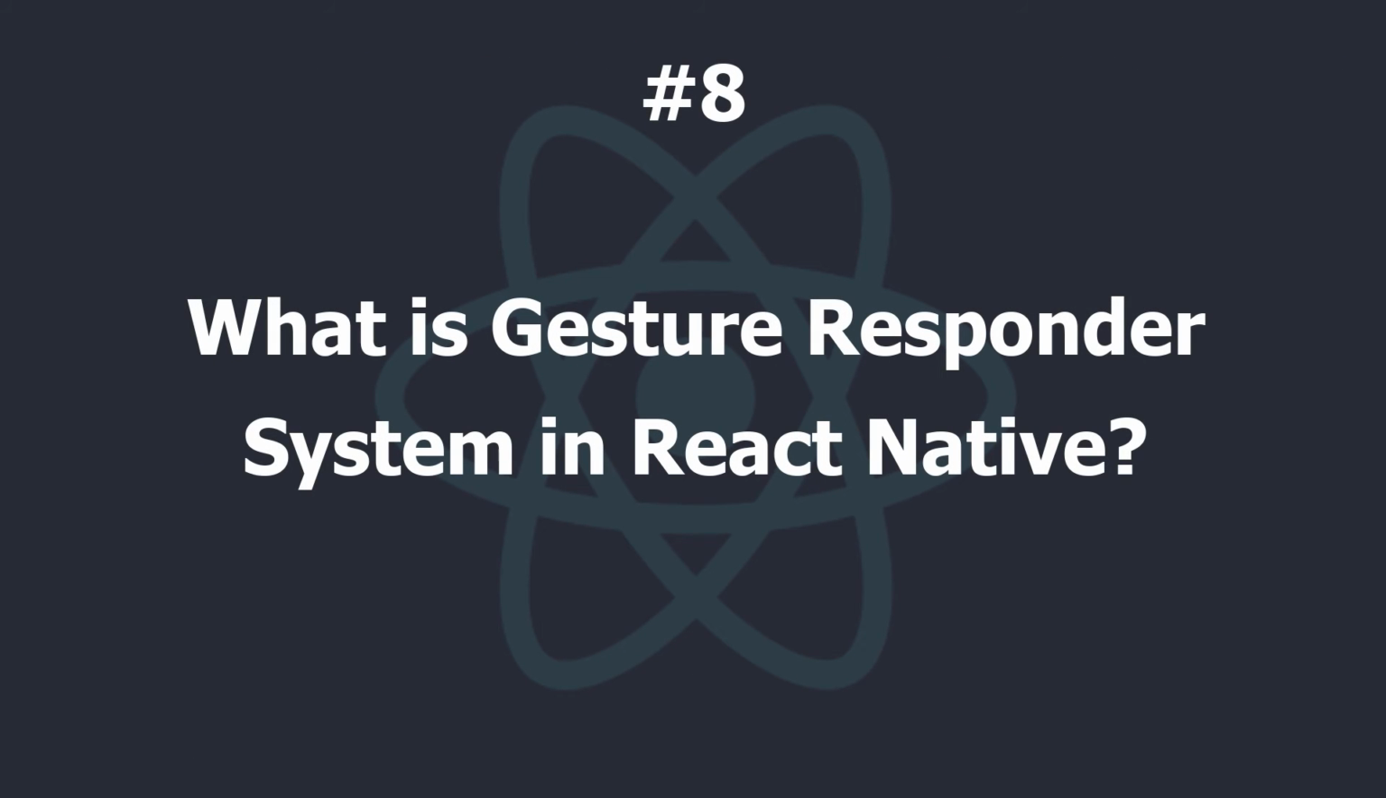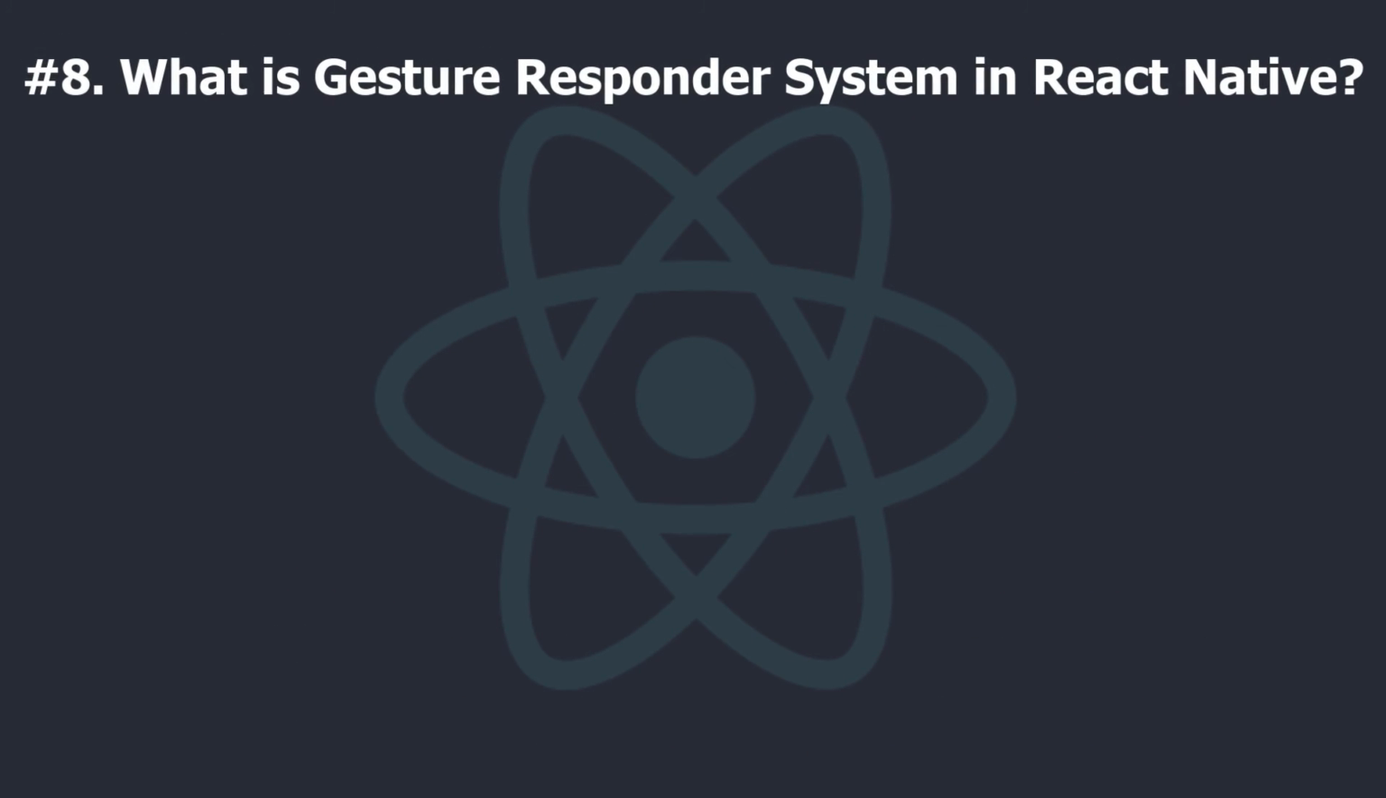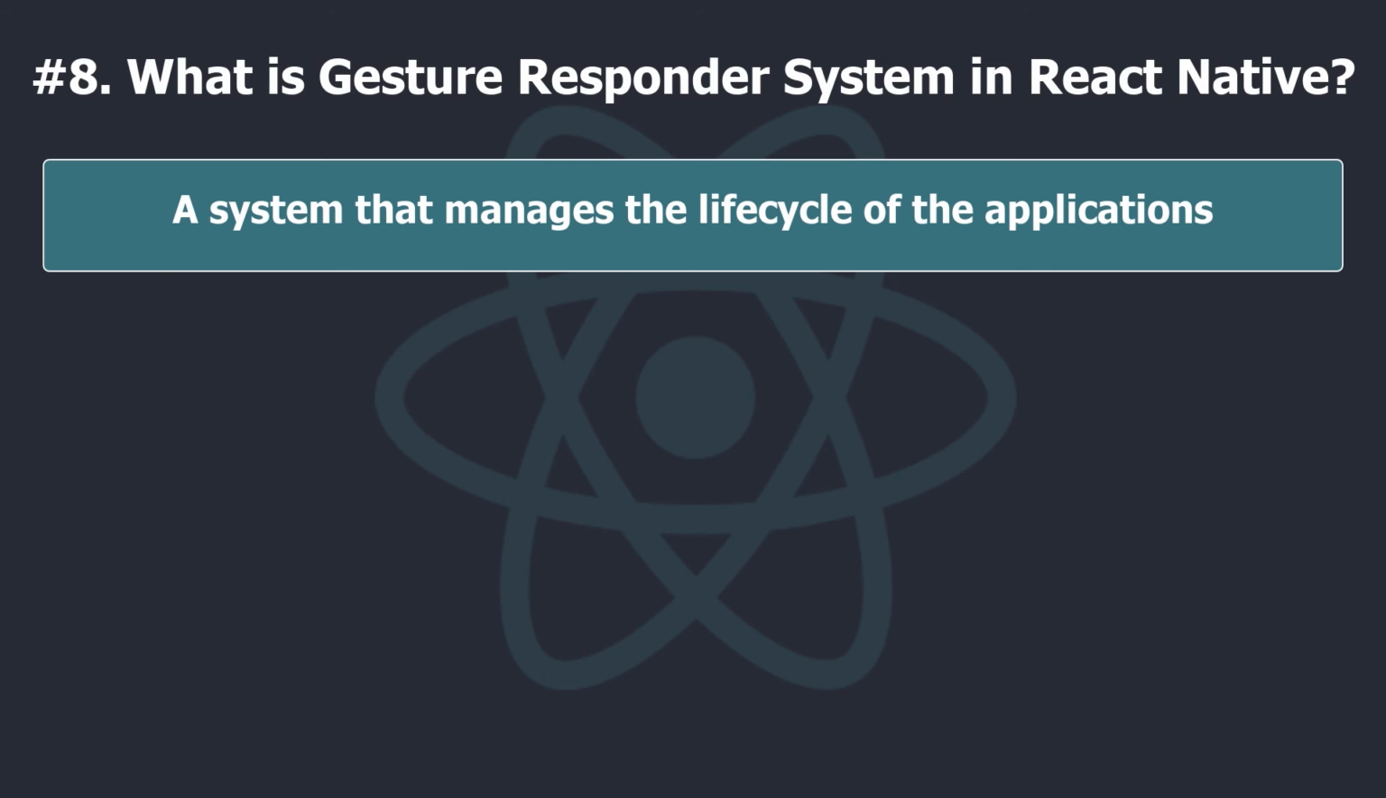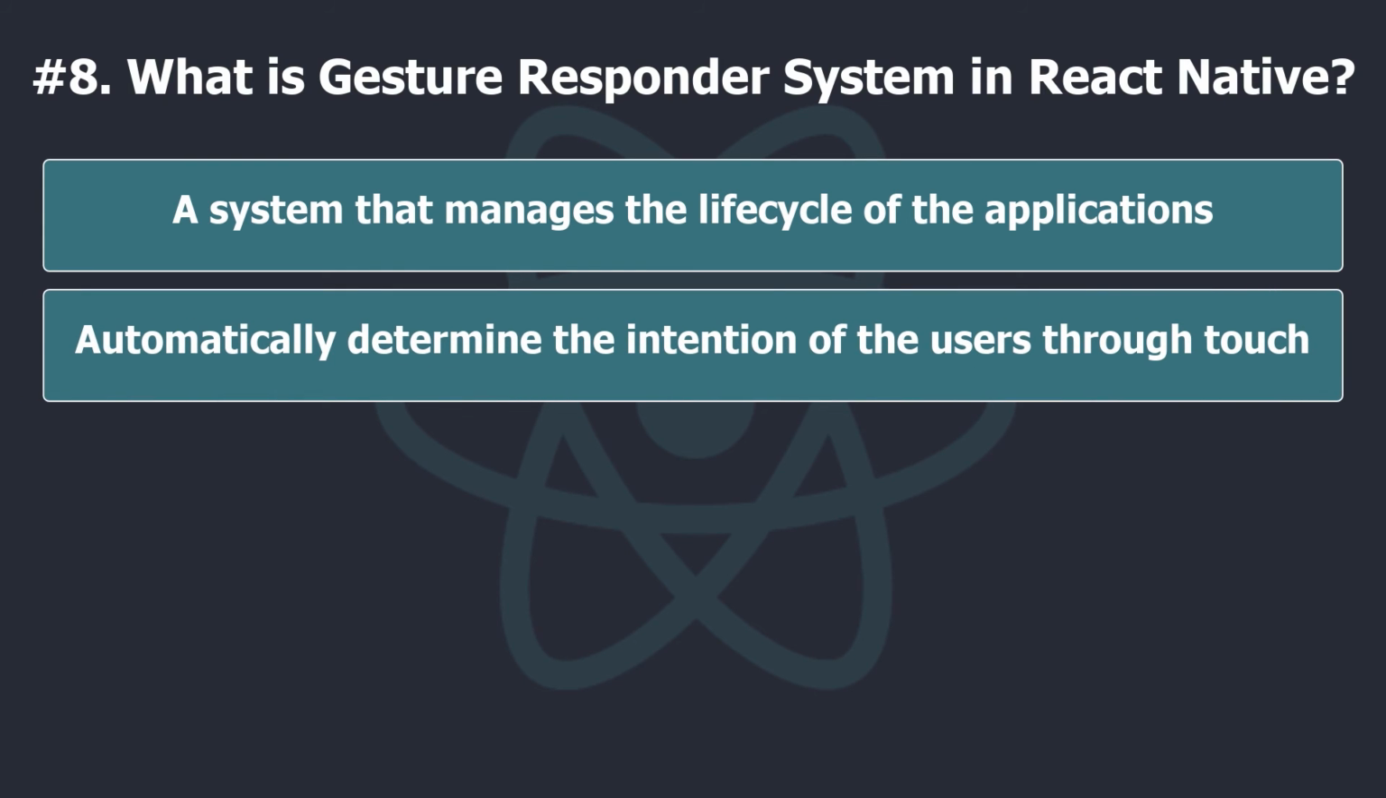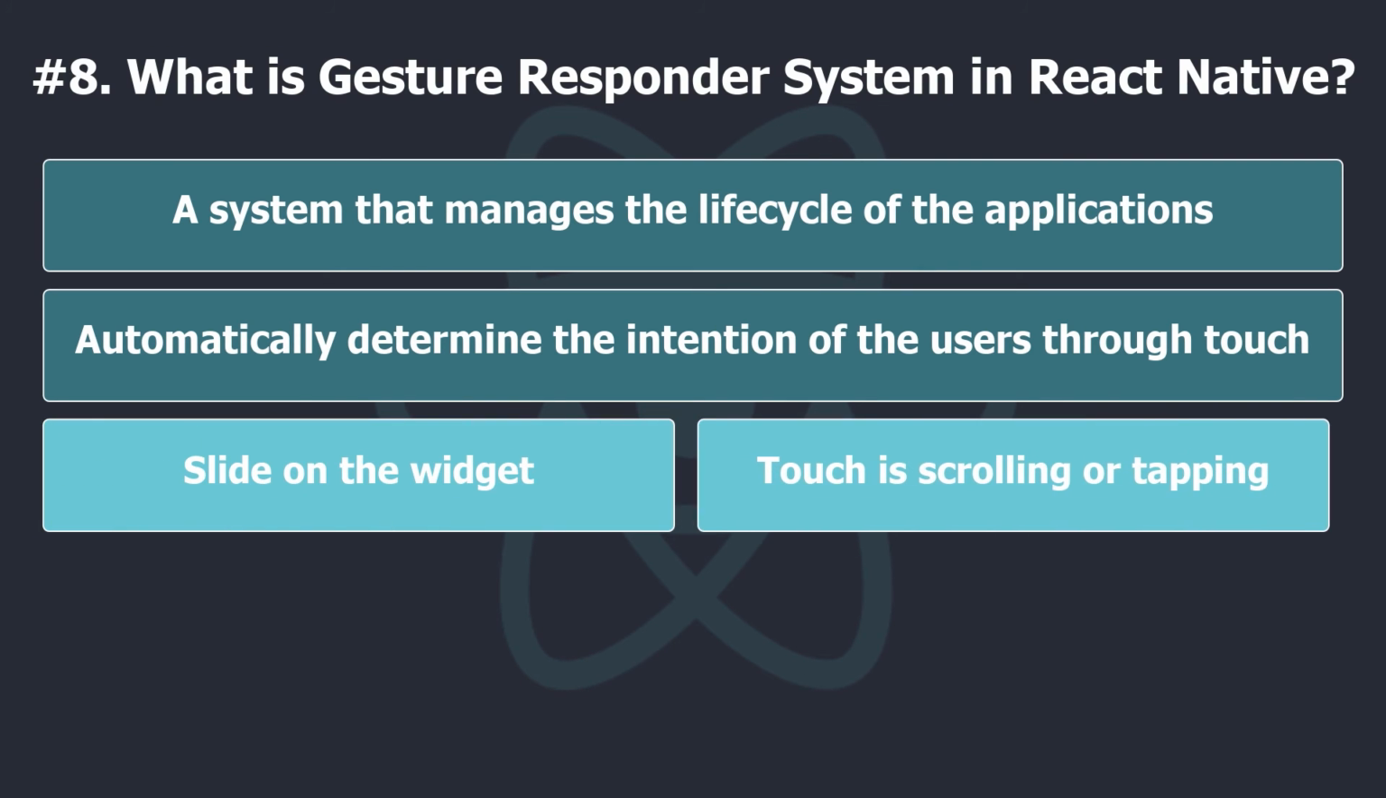What is the Gesture Responder System in React Native? Gesture Responder System is a system that manages the lifecycle of the applications which are built in the React Native framework. The applications automatically determine the intention of the users through touch. For example, the application determines a slide on the widget, touch scrolling, or tapping. The Gesture Responder System allows the components to negotiate these touch interactions without integrating any sort of knowledge regarding their parent component and child component.